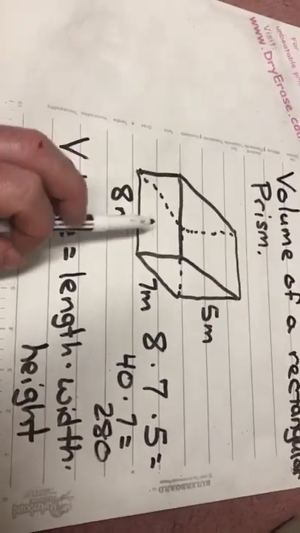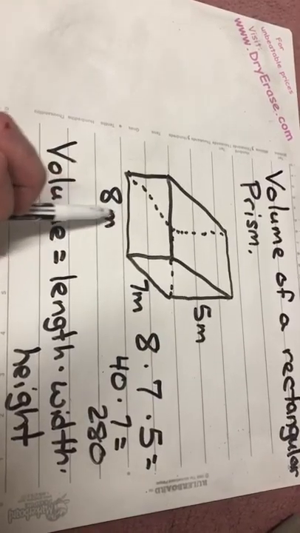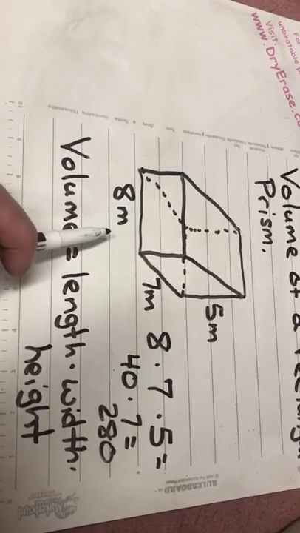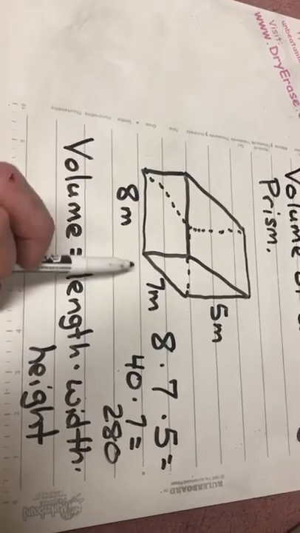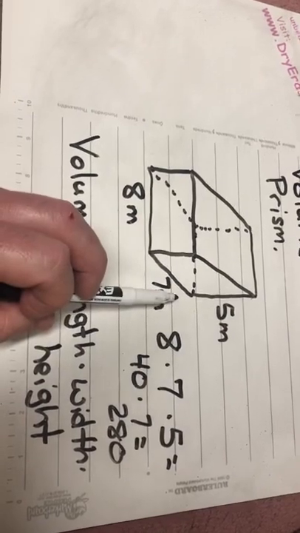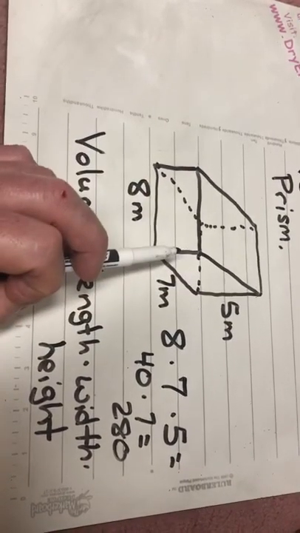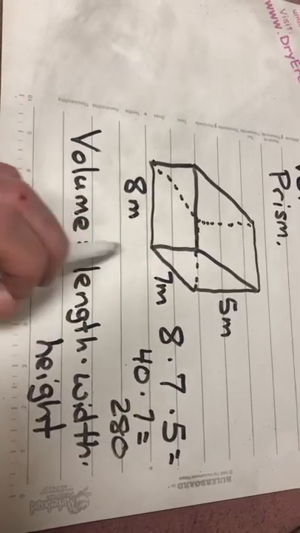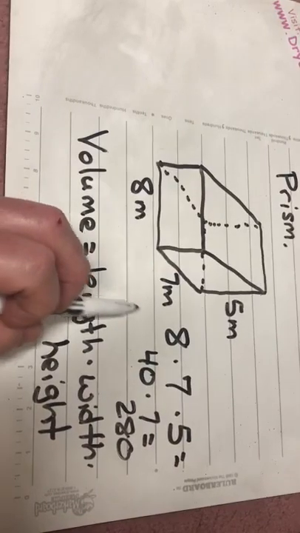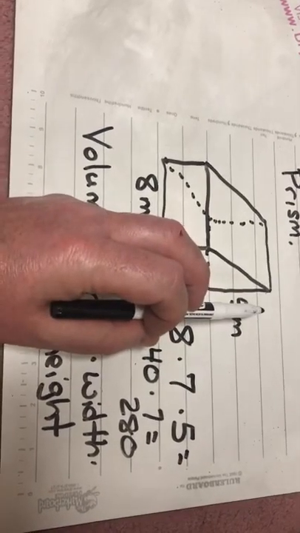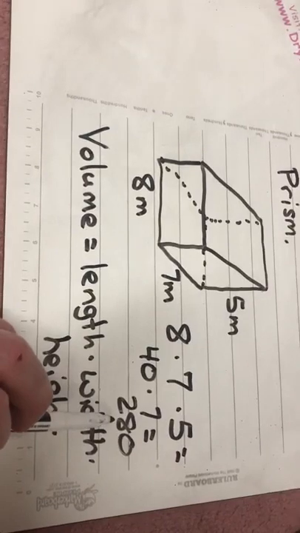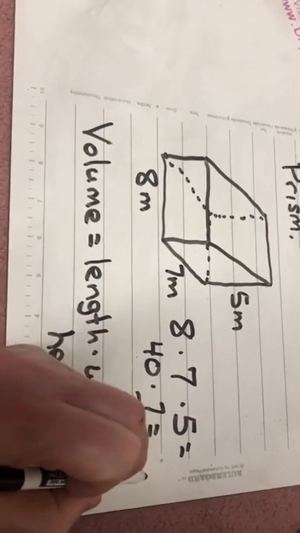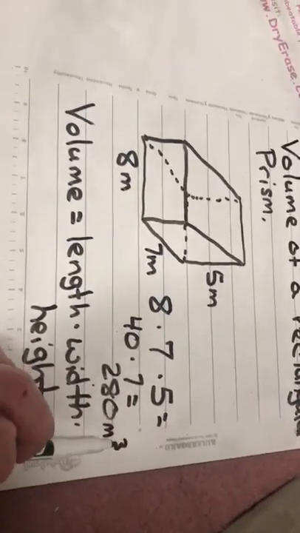Now, volume is always labeled in cubic meters, meaning since this is all meters, I want you to imagine a Rubik's Cube that was 1 meter long, 1 meter wide, and 1 meter tall. A perfect cube, okay? If I had 280 cubes of that size, I could fit 280 of those inside a box that has those dimensions. And I label it as 280 cubic meters with a 3.